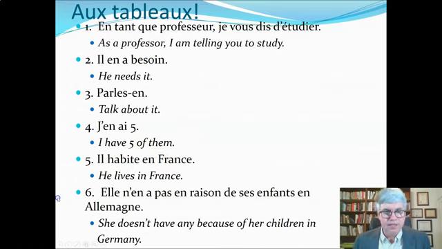And this final sentence, there's a whole bunch of different ens. Elle n'en a pas besoin. So here we've got en as a pronoun. She has not of them. So she doesn't have any. Elle n'en a pas. She doesn't have any of them. She doesn't have any. En raison de, because of, ses enfants en Allemagne, her children in Germany. She doesn't have any because of her children in Germany.